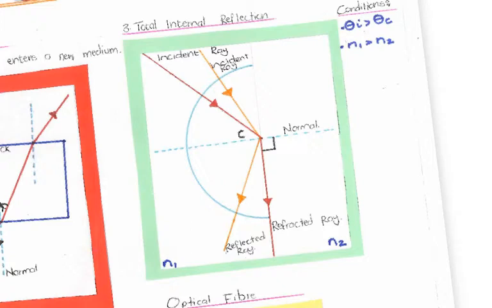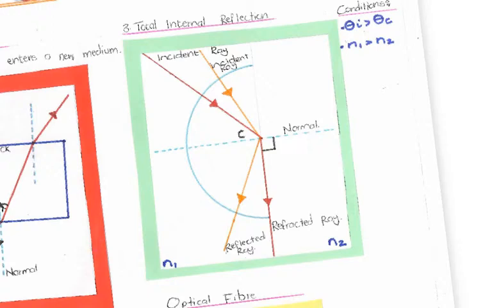Now we are moving to total internal reflection. Total internal reflection occurs under the following conditions. The light ray has to be moving from a more optically dense medium into a less optically dense medium. Secondly, the angle of incidence has to be greater than the critical angle.